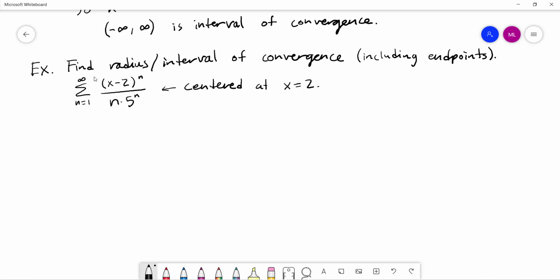To do this one, we're going to use the ratio test again. We haven't used the root test on any of these, and the root test doesn't come up quite as much as the ratio test. But if, for example, instead of having 5 to the n here, if instead I had n to the n, that would be an example where using the root test might be more useful.